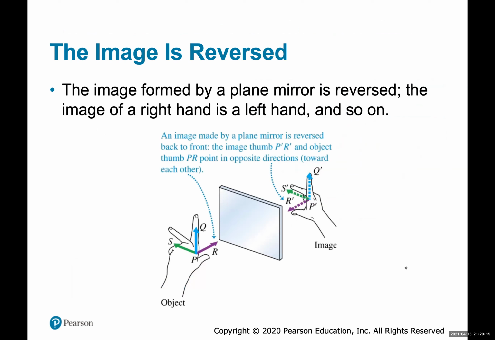As you know, the right hand, an actual right hand, the object, makes an image of a left hand. So we have a handedness, a left-right orientation reversed, but up and down are still the same.